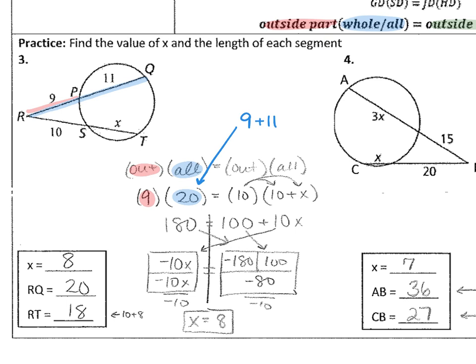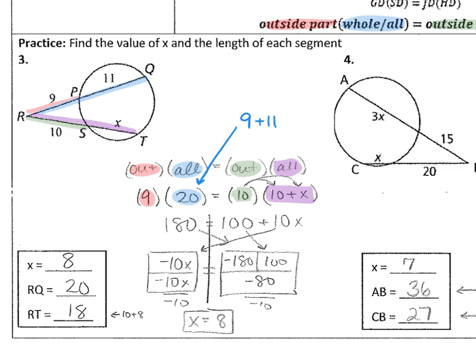Then I switch to the other secant line. I want the outside part. What number is on the outside of that secant line? 10. So I put a 10 right there. And then in the next parentheses, it says it wants all. What are the 2 numbers, or number and letter, that are a part of the whole thing? 10 and x. So look at what I wrote down. I couldn't just write 10x. I had to add those together the same way we added 9 plus 11. They're just not like terms, so we leave it as 10 plus x. Do we see that?